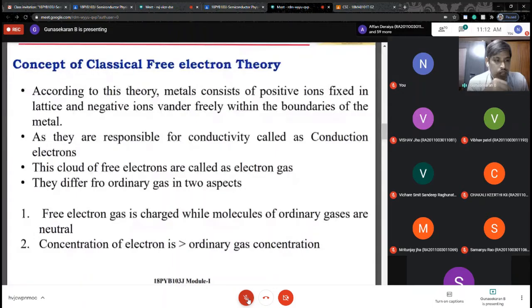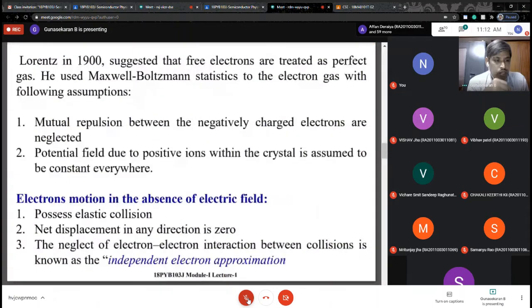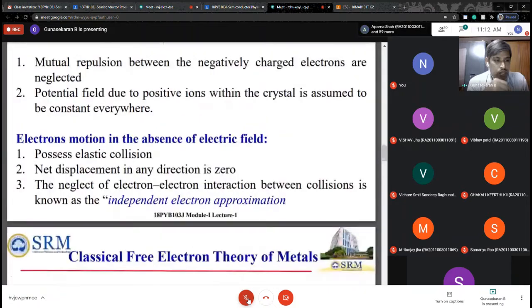Now they assume the following points here. First, the process is an elastic collision. All types of collisions, as already told: the electrons move here and there in many cases, and each time they definitely collide with each other, and all the collisions are elastic. What is the meaning of elastic collision? Any idea? There is no loss of energy.